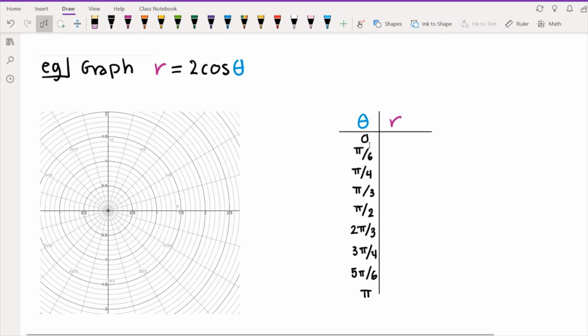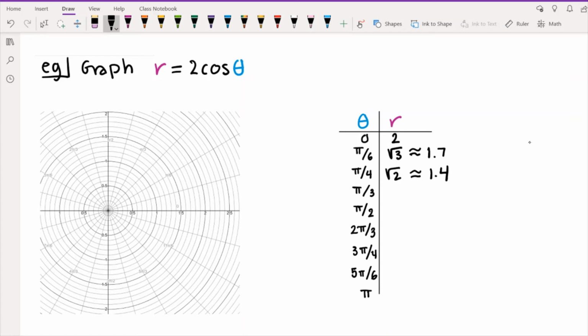So cosine of 0 is 1, and we multiply that by 2 and we get 2. Cosine of pi over 6 is square root of 3 over 2. We multiply that by 2 and we get square root of 3. Because we'll be graphing this, we need to approximate that, so that's approximately 1.7. Pi over 4, cosine of pi over 4 is square root of 2 over 2. We multiply by 2 and we get square root of 2, so that's approximately 1.4.